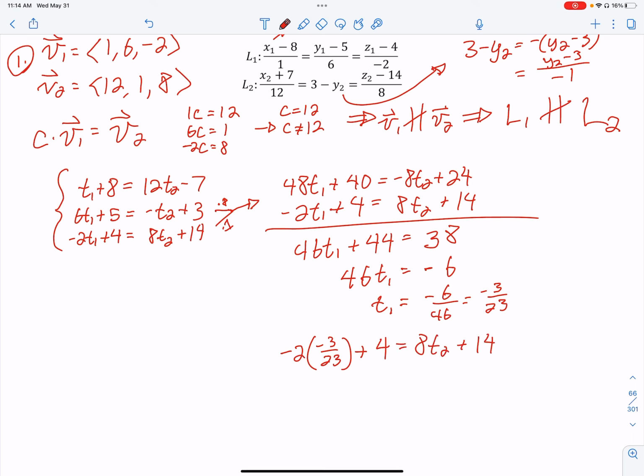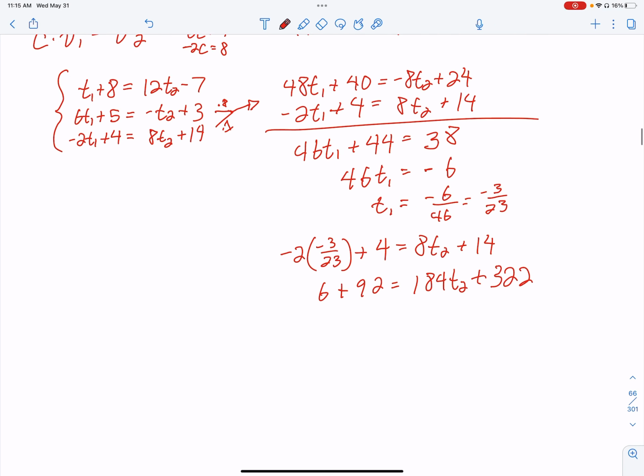All right, I'm going to grab my calculator, and I'm going to do a little trick here. If I can find my calculator. I'm going to multiply everything in my equation by 23. So I'm going to get a 6 here. 4 times 23 is 92. 8 times 23 is 184. And then 14 times 23 is 322. I know the numbers got much bigger, but now I don't have fractions.